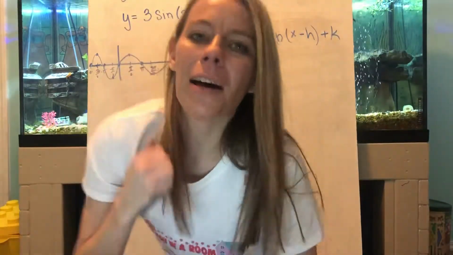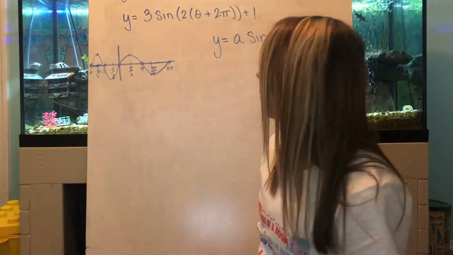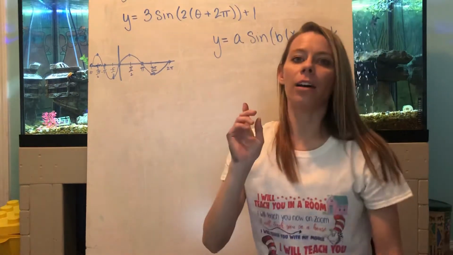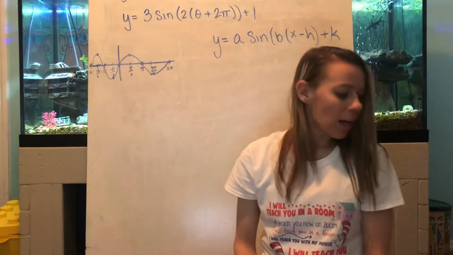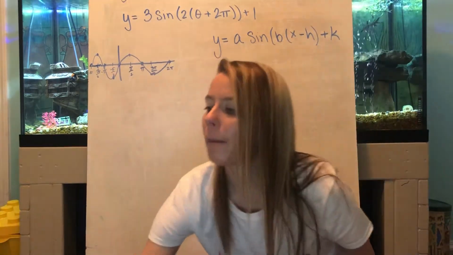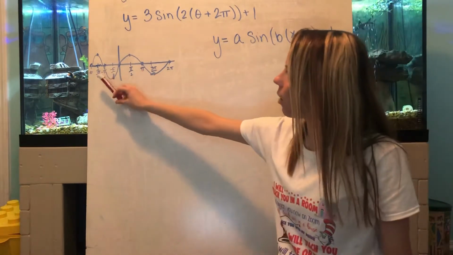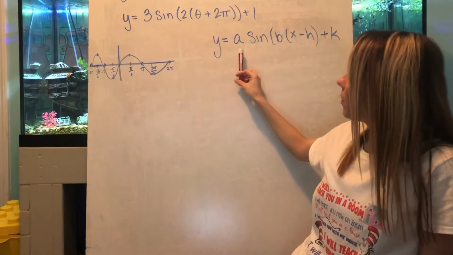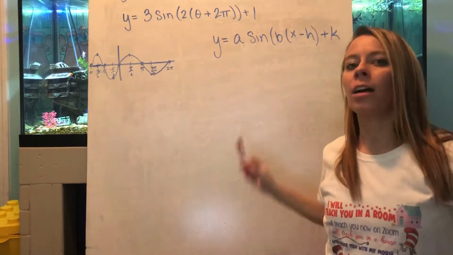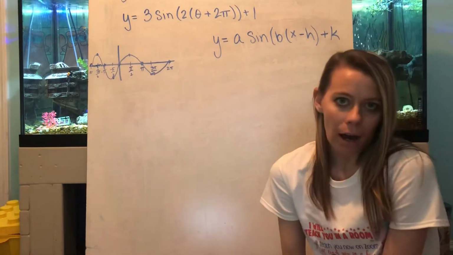Hi everybody, we are going to do 5-point graphs with vertical shifts and horizontal shifts / phase shifts, whichever term you would like to use. I went ahead and graphed out my parent function of sine x, and I wrote down the format which we're going to be using to graph.